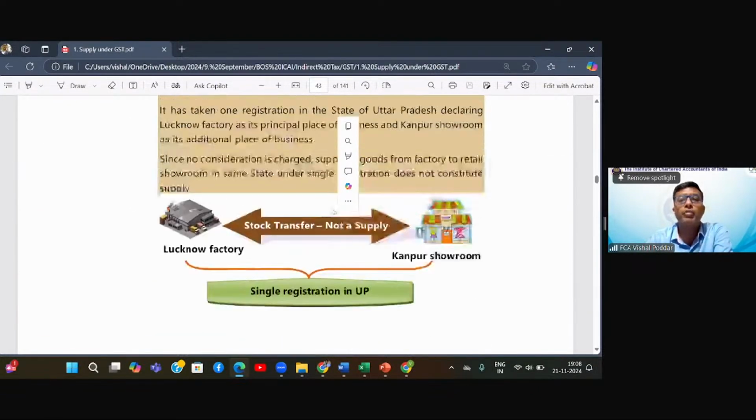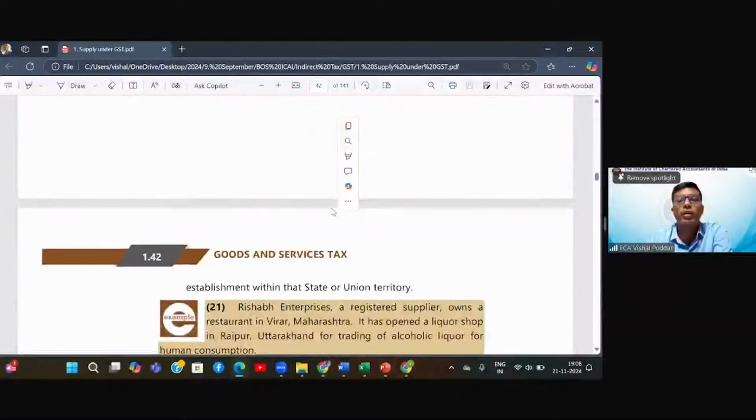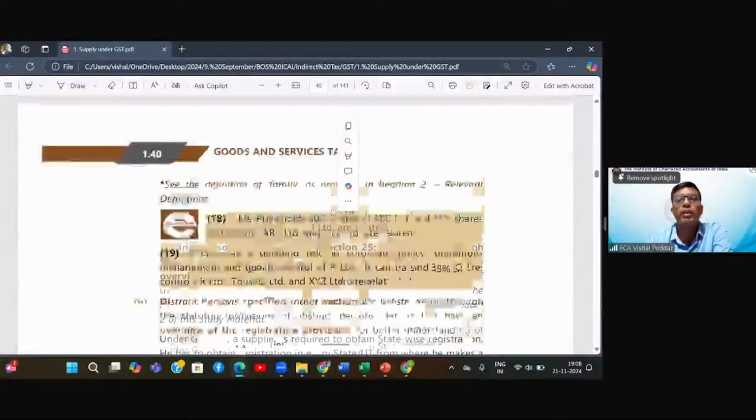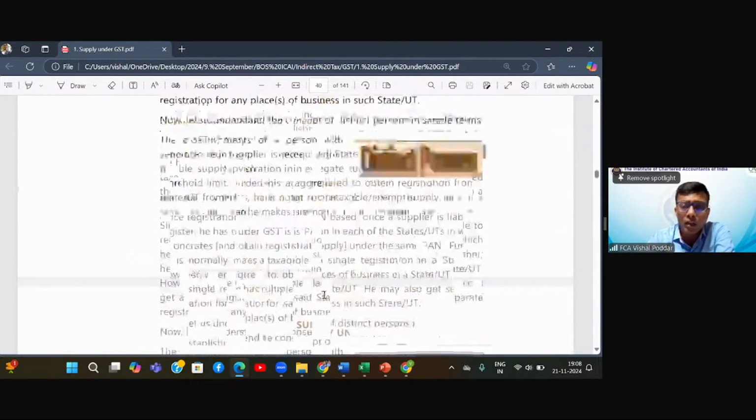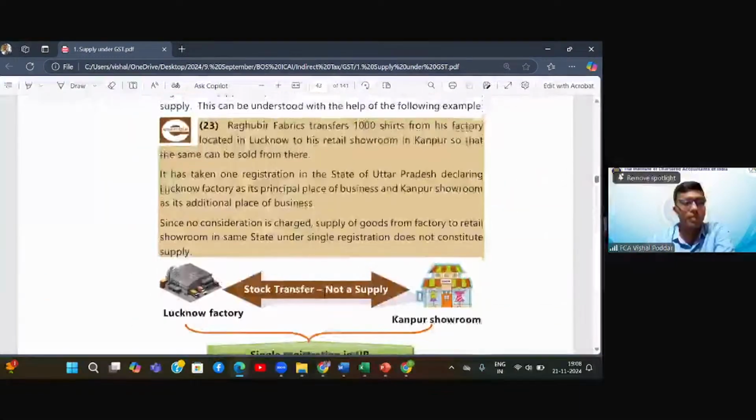पर्सन भी नहीं है, क्योंकि यहाँ पे जो रिलेटेड पर्सन का डेफिनेशन था ऊपर, उसमें हम कहीं पे भी फिट नहीं होते। क्या हम डायरेक्टर्स हैं एक दूसरे के बिजनेस के? नहीं। आर वी पार्टनर्स? नो। आर वी एम्प्लॉयर एम्प्लॉय? नो। क्या मैंने आपके यहाँ पे 25% शेयर्स होल्ड किए? नहीं। क्या हम में से कोई दूसरे को कंट्रोल कर रहा है? नहीं। क्या कोई थर्ड पर्सन हमें कंट्रोल कर रहा है? नहीं। क्या हम मिलके किसी थर्ड पर्सन को कंट्रोल कर रहे हैं? नहीं। क्या हम फैमिली मेंबर से? नहीं। और क्या आप मेरे सोल एजेंट हो? नहीं, यू आर नॉट माई एजेंट। So we are not fitting in any of the definition of related person.